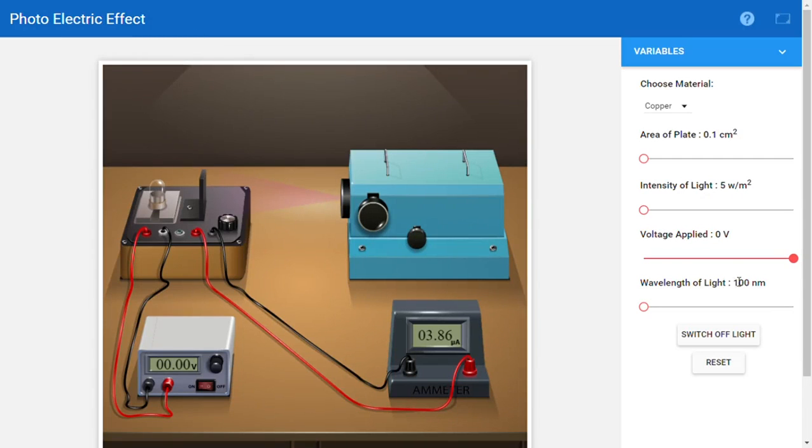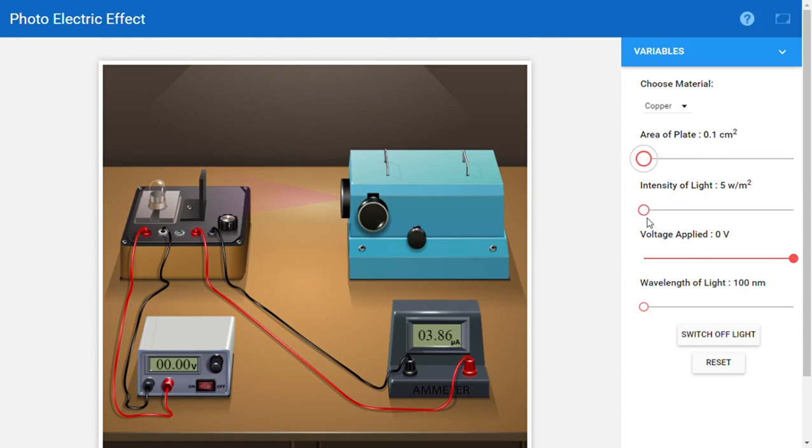Here we can also choose metallic surfaces like copper, sodium, zinc, platinum, and we can vary these four parameters. We'll see these four parameters one by one. Let's start with the area of the plate. If we increase the area of the plate, more photons will fall on the surface because the surface exposed to light will be increased. Like this we can change the area of the plate.